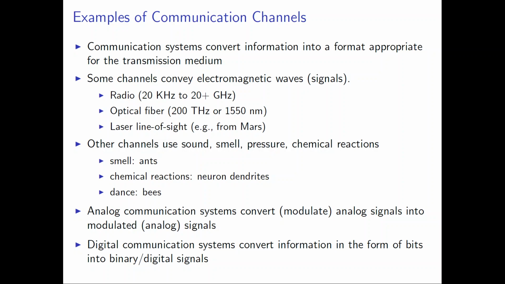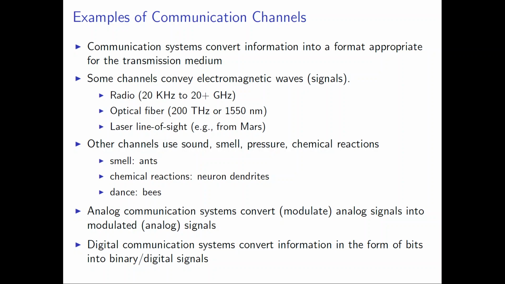They can communicate with a laser, like a very tiny beam, sometimes you cannot even see it with your eye, and from Earth it reaches Mars. Imagine, it carries data from the Earth to Mars and from Mars to Earth. Other channels use sound, smell, pressure, chemical reaction, like ants with smell, chemical reaction, neurons, dance like bees. So these are different kinds of medium that are used to communicate things.